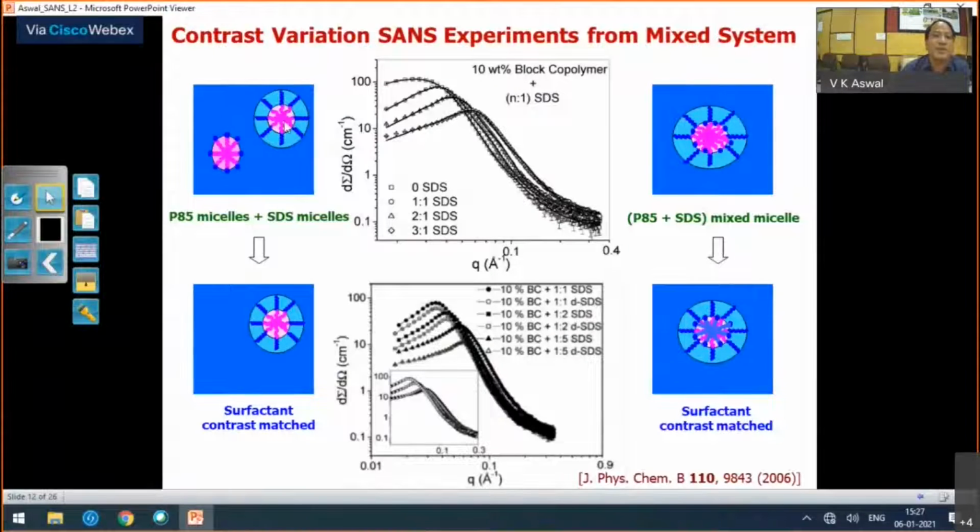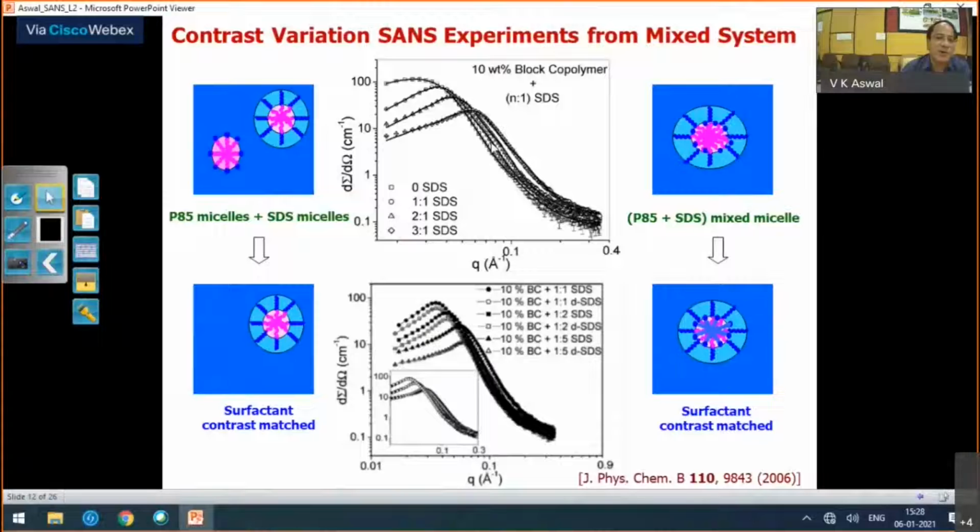But what happens if they mix? One possibility is that they will form their own structures like this, or another possibility is that they can form mixed structures like this, because they have some common parts, hydrophobic and hydrophilic parts. So they can also form this kind of mixed structure. So how do you verify?